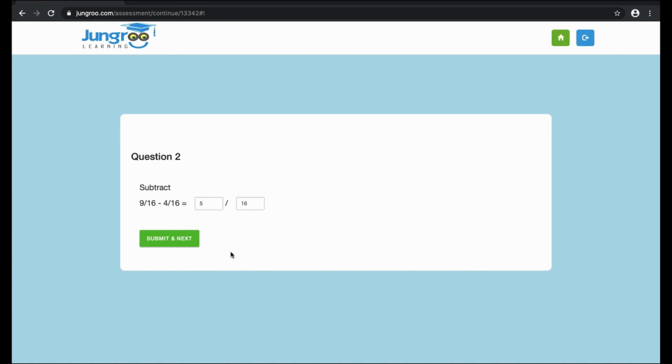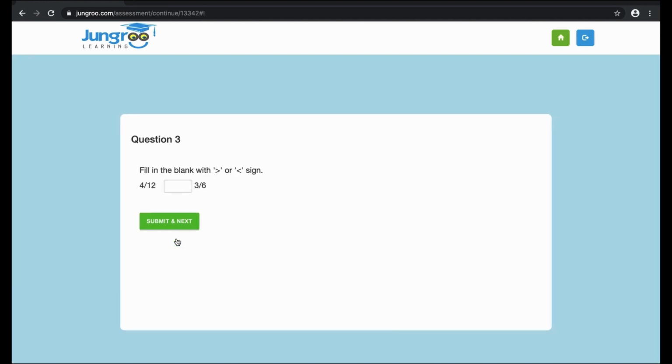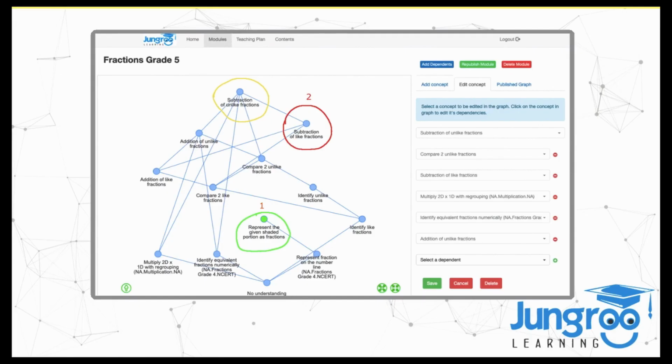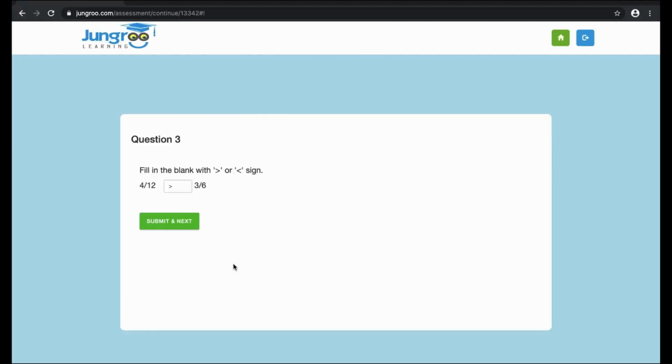Namratha answers it right. She gets the third question on compare 2 unlike fractions. Let's understand why Professor Pi chose this particular concept for the third question. Namratha gets the second question right. So, Professor Pi moves to the next one of the 5 dependent concepts, which is compare 2 unlike fractions. Hence, the third question was from this concept. Now let's go back to the assessment screen.